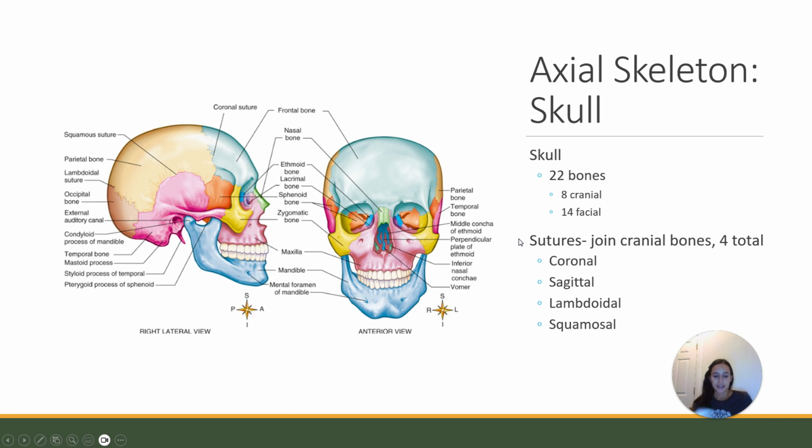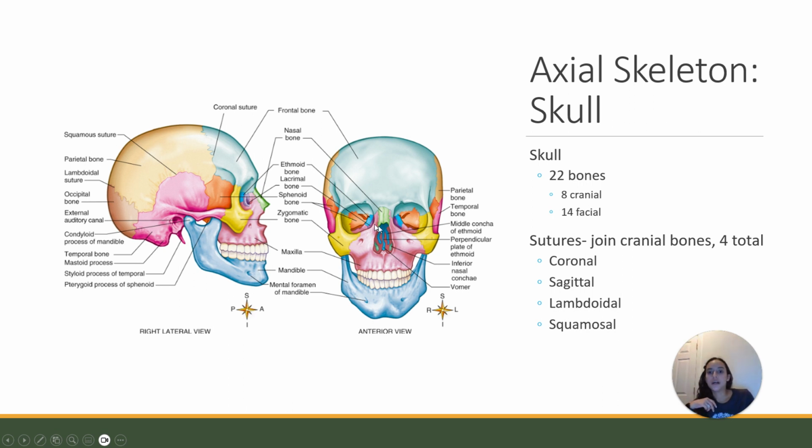All right, we have made it to the axial skeleton. So the skull. The skull is made up of 22 bones, 8 cranial bones, 14 facial bones. So let's go over the cranial bones. You have the frontal bone, one single frontal bone. You have 2 parietal bones, these yellow ones, so that's 3 so far. You have 2 temporal bones, these pink ones, so that's 5 so far. You have 1 occipital bone, which is the one in the back of the head.